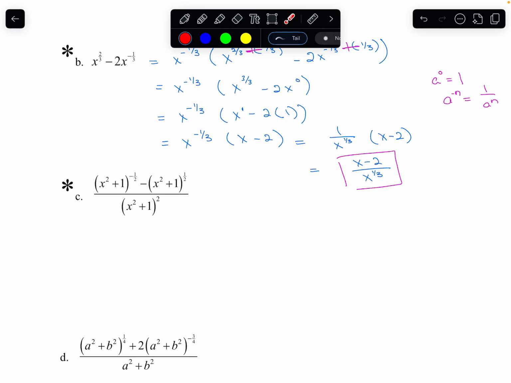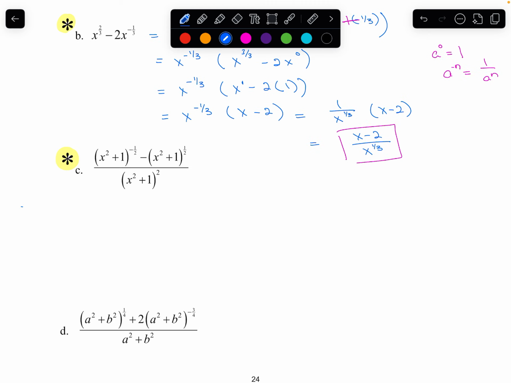So we're going to look at C as well. Very similar. The only difference here is that we had a single term for a base, and in this case I have an expression raised to a power. Now this expression is my base. So this x squared plus 1 is the base that I'm going to be factoring. That's what they have in common in the numerator.